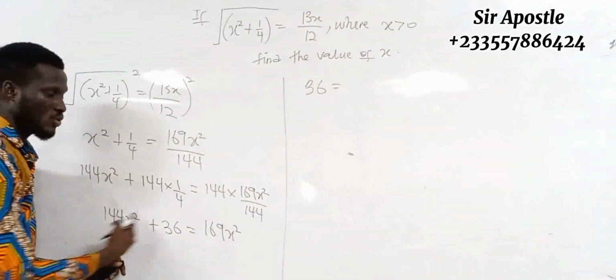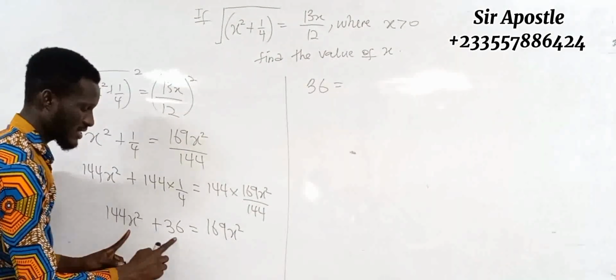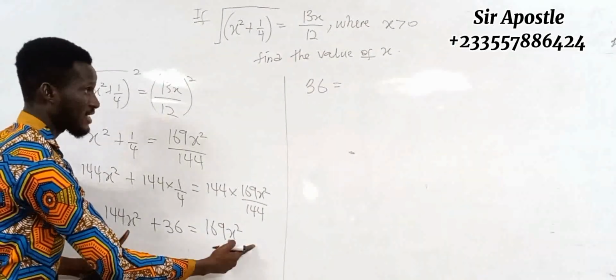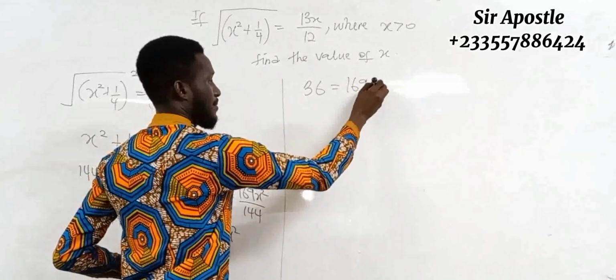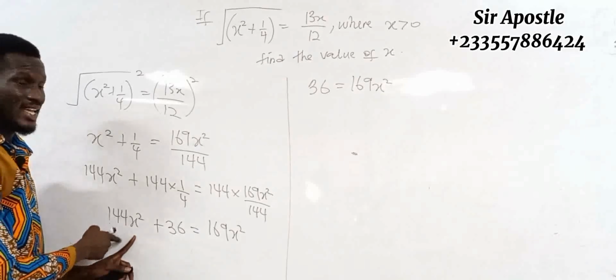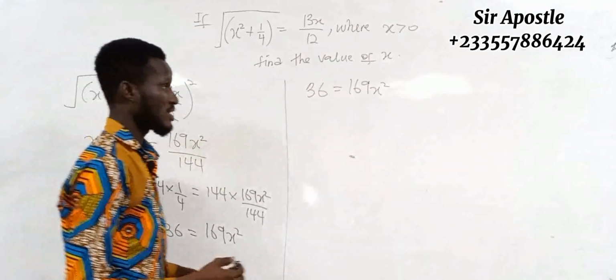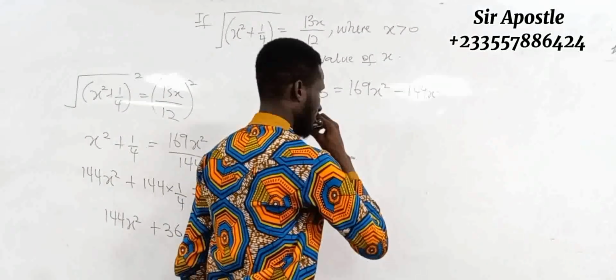Then I'm going to move this one to the right hand side of the equation. This one's at the left hand side, so I'm going to move this one to the right hand side of the equation. So I have 169 here. And this one crosses the equal sign, and the transpose of this one will be negative 144. Yes, so we're going to get negative 144s squared.